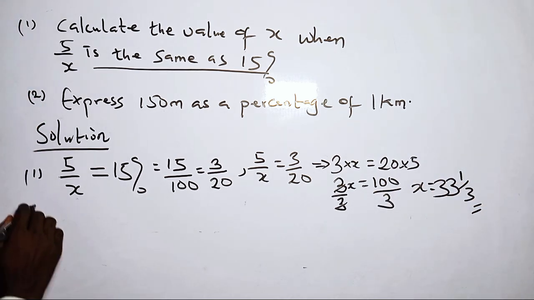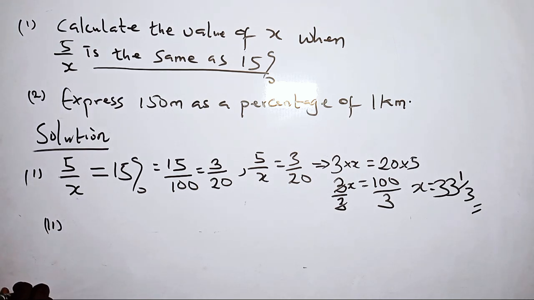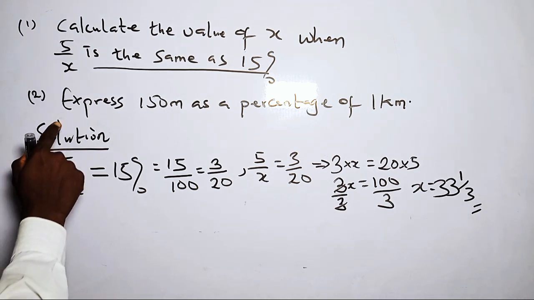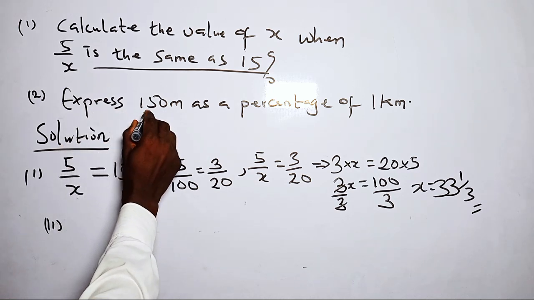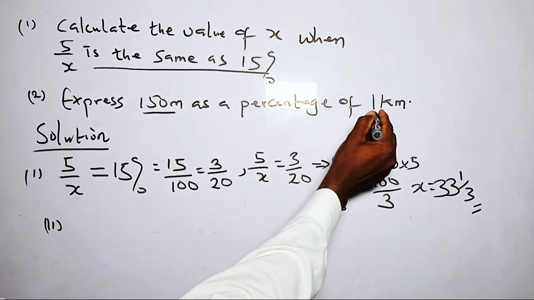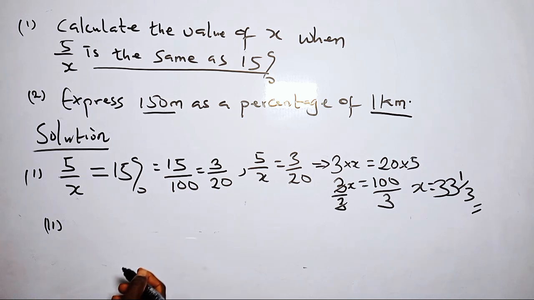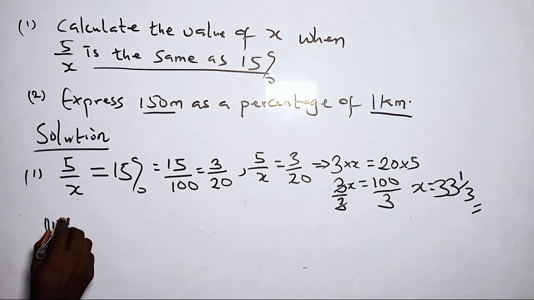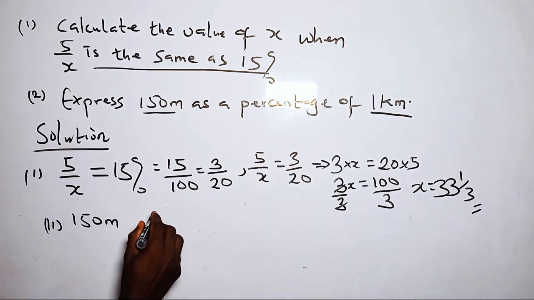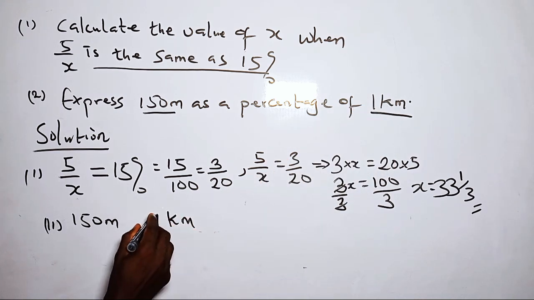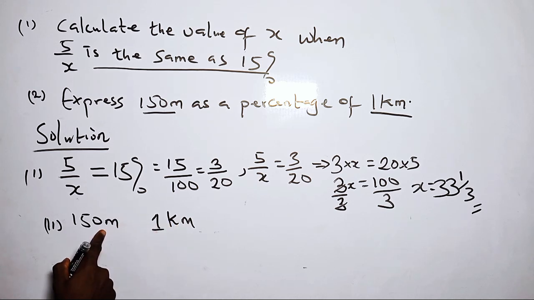Question 2. The question says express 150 meter as a percentage of 1 kilometer. For 150 meter, we have here 1 kilometer. So we need to convert it to have the same units. We need to bring kilometer to meter, to have the same unit.